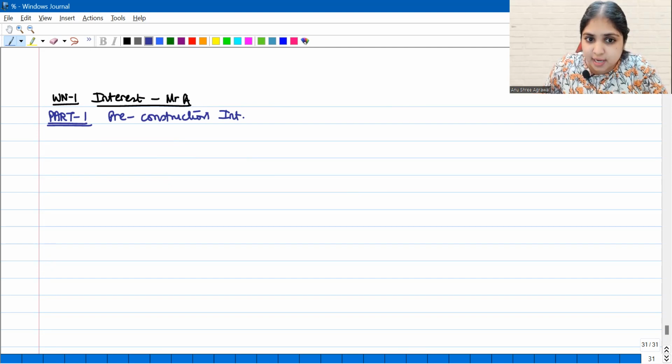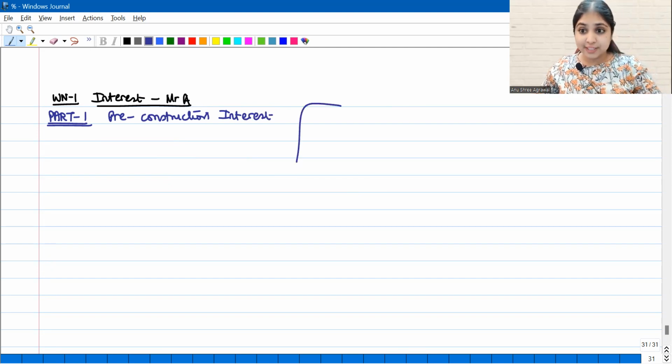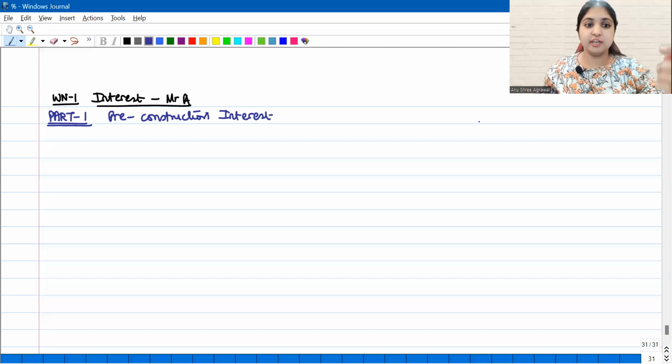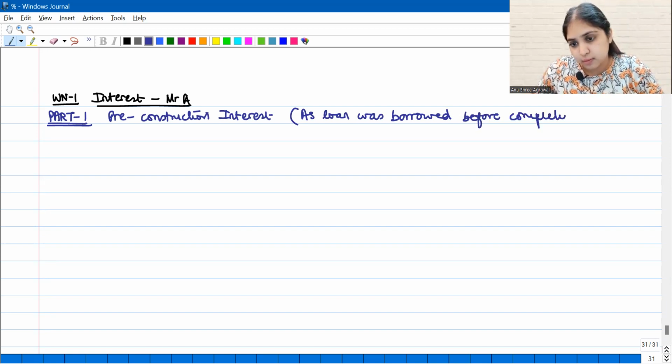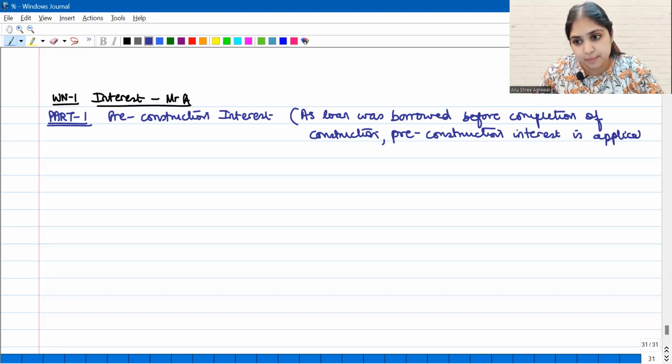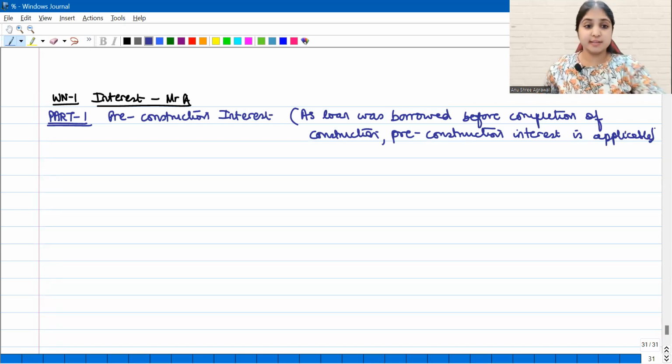You know we don't straight away start the computation. You know very well, we first write why do we have pre-construction interest, only then we start the computation. So write down, as loan was borrowed before completion of construction, pre-construction interest is applicable. Right? Pre-construction interest is applicable.